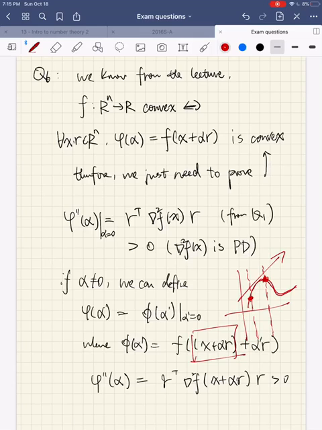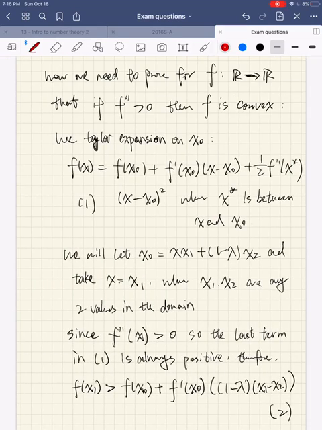In that case, it's just a simple shift. So we can simply say that at any point along this function, its second derivative is always greater than 0. So now we just have a new problem: when you have a one-dimensional function that has a second derivative always greater than 0, we want to prove it's convex.